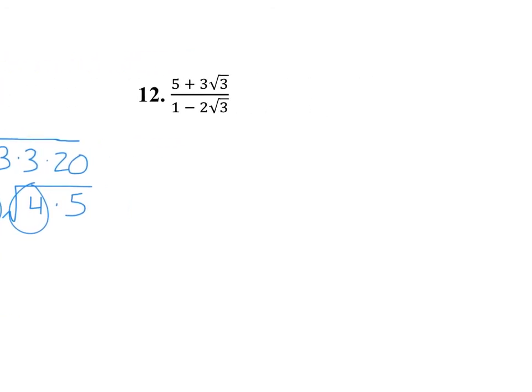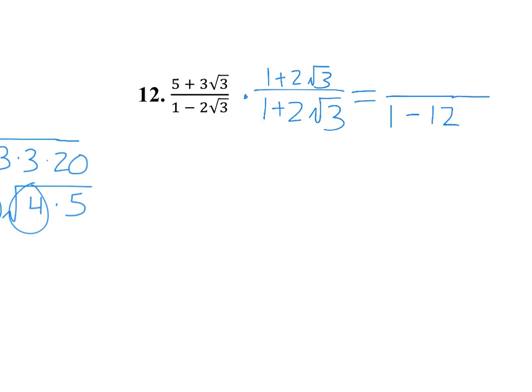All right, last one, number 12. So we're going to multiply by the conjugate of the denominator. Remember, conjugate is when you keep the front the same, but you change the back. The denominator, you don't have to FOIL. It's just 1 times 1, and then negative 2 rad 3 times positive 2 rad 3. So that would be 4 times 3, which is 12, but it's negative.